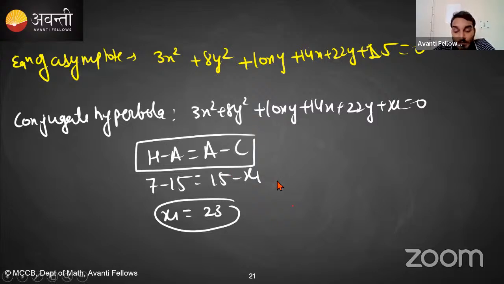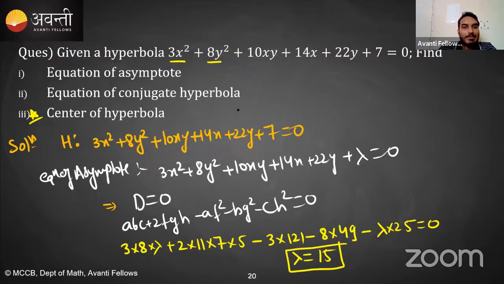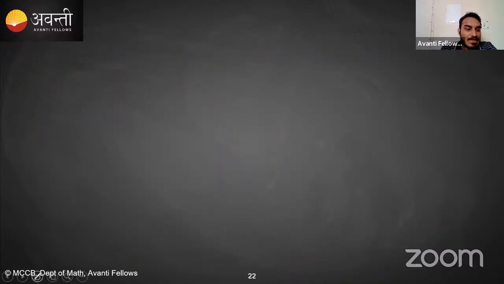Okay, now if this is clear, let's talk about the center. Can anybody tell me how to find the equation of the center? Rarely in some competitive exams you will see this question. The first method is to make the perfect square and then solve it. But I'm telling you the direct method to find the center of a central conic.